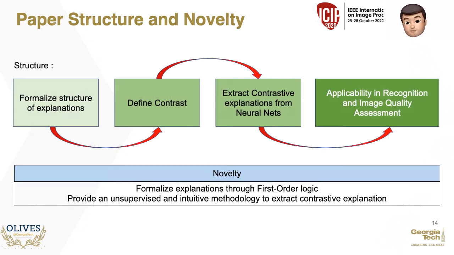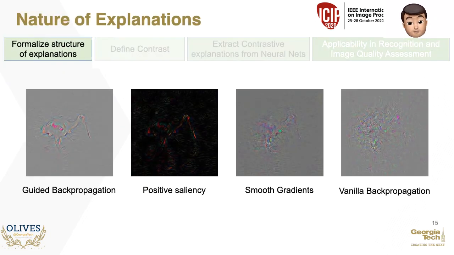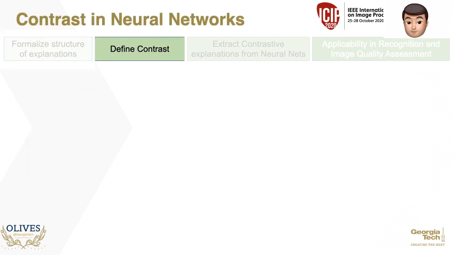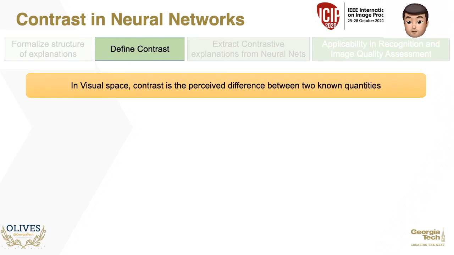As we saw before, all existing techniques answer the question YP. Particularly, let's take the example of spoonbill. These explanations answer the first part of our ultimate question, that is, why P within the larger question, why P rather than Q. Hence, if P is the prediction spoonbill, Q is the contrast. We define the contrast Q in the visual space as the perceived difference between two known quantities. Note that known is important here.